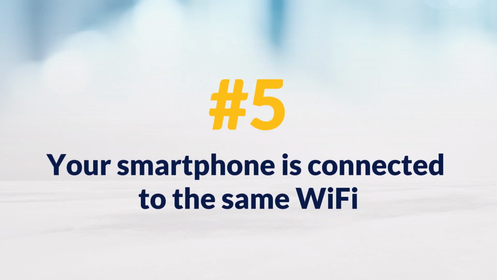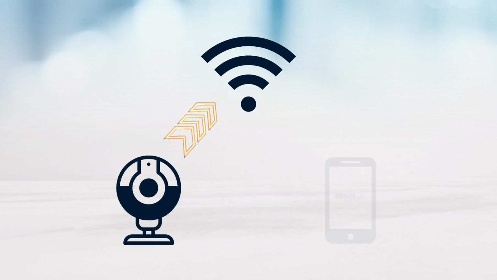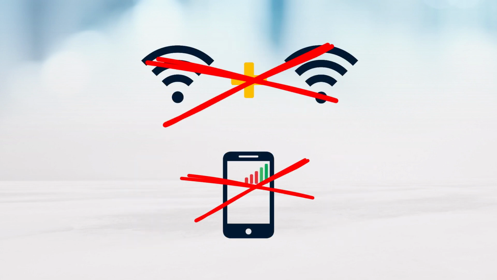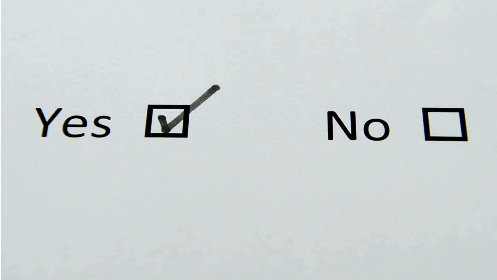Number 5, your smartphone is connected to the same Wi-Fi. The security camera and your smartphone with the ZoomOn app must be connected to the same Wi-Fi network. Do not use different Wi-Fi networks or mobile data. All conditions met? Let's get started.